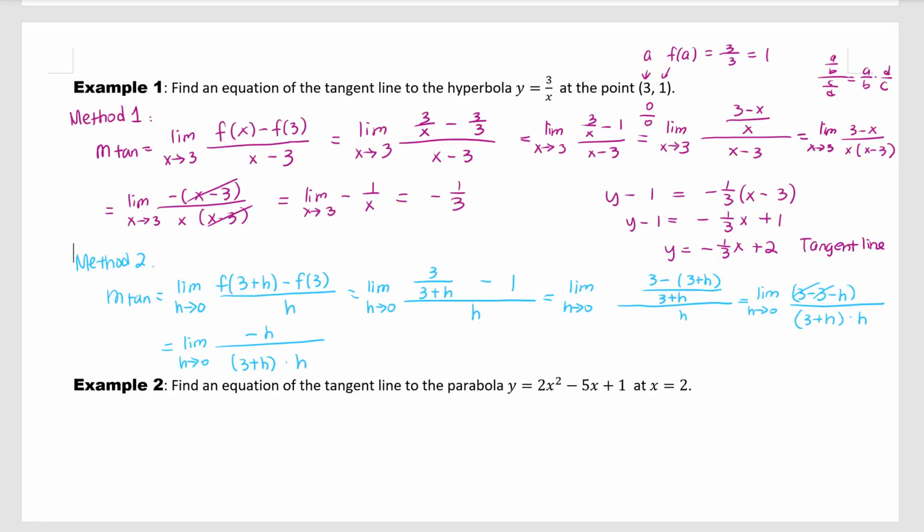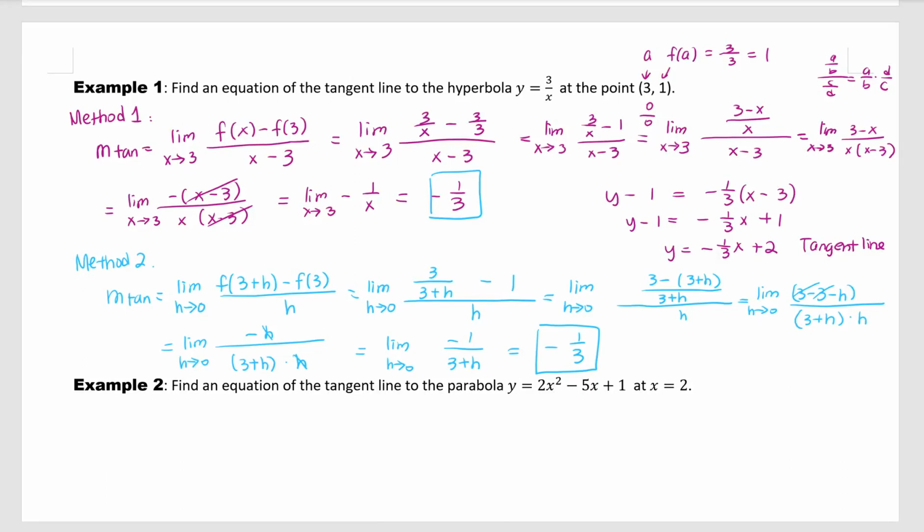Now, can you see the bad guy? Yes, the bad guy is h. So after we cancel it, we get minus 1 over 3 plus h. And now we are safe. We can let h be 0. Then we get minus 1/3. Do you see this answer is the same as the previous method? Yeah, we always get the same answer.